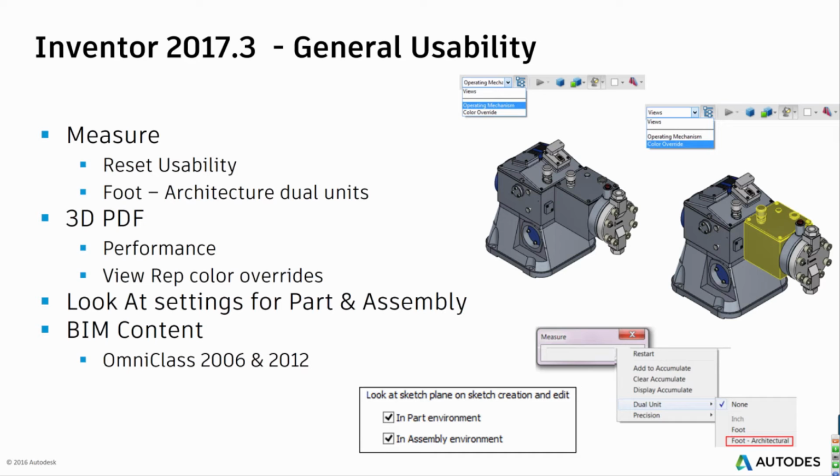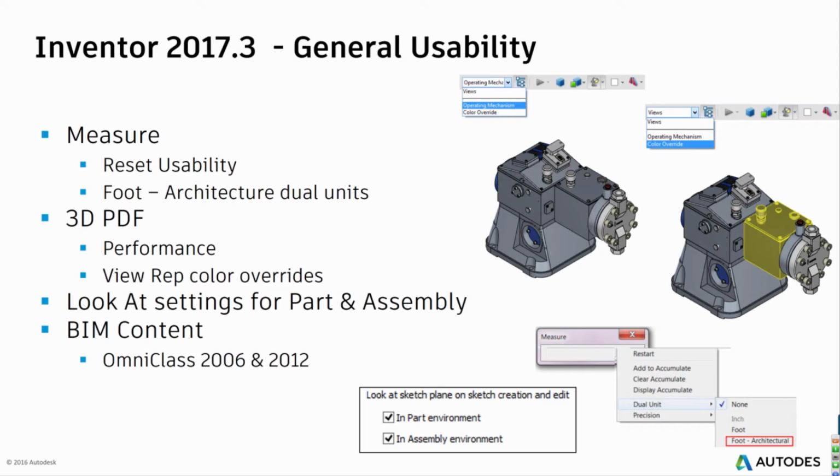Again, based on user feedback, we've added a dual unit option of foot architecture for dual units. For 3D PDFs, again, 3D PDFs was the number one enhancement request for 2017 at its initial release, and we've continued to refine it based on user feedback. So we've done a lot of work on the published performance of 3D PDFs, as well as some of the options about view reps with color overrides inside of your design environment.